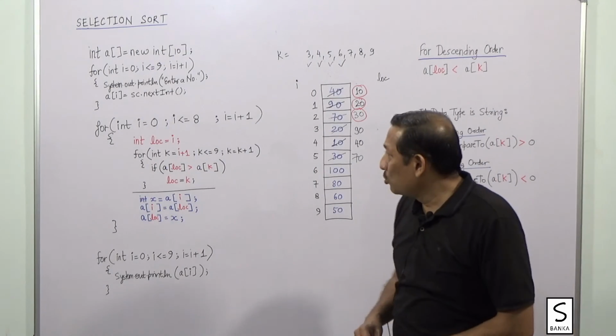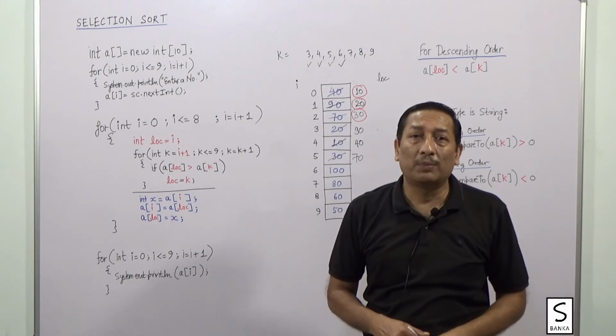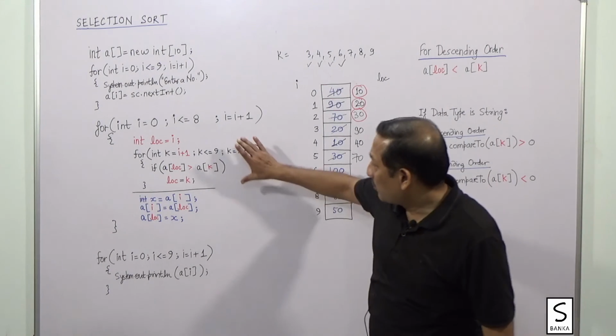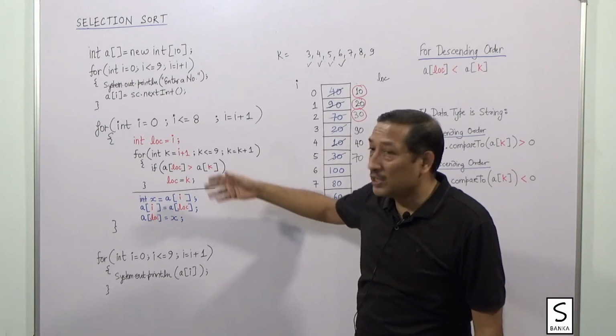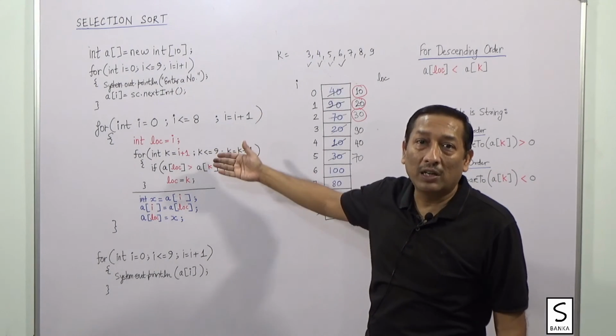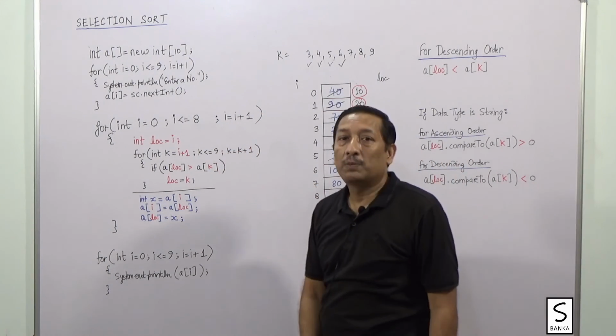You may need to see the video twice or thrice to understand it properly, but always remember the first part is to find the location of the smallest number, and the second part is to interchange the value with that particular location, and that is how this program works.